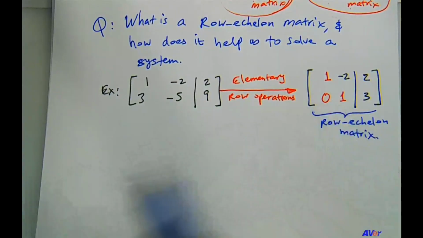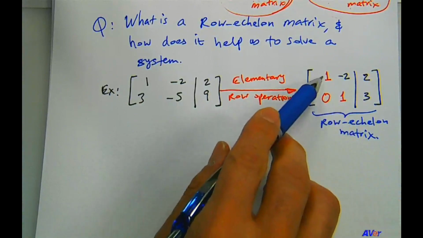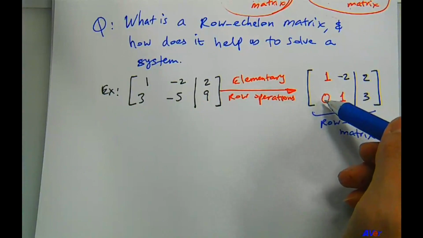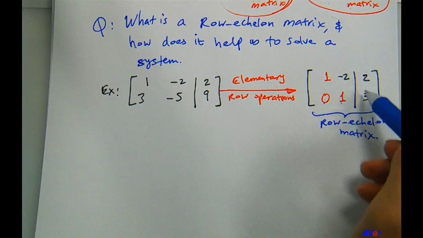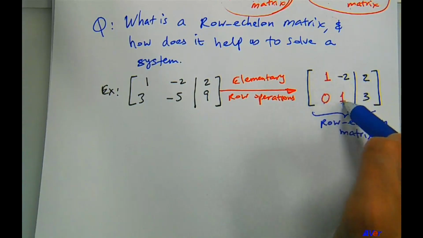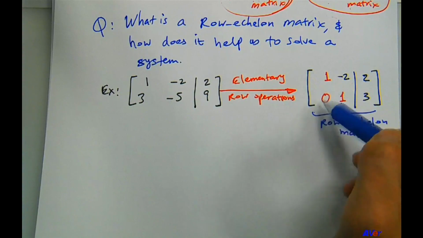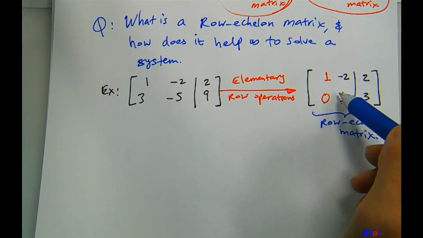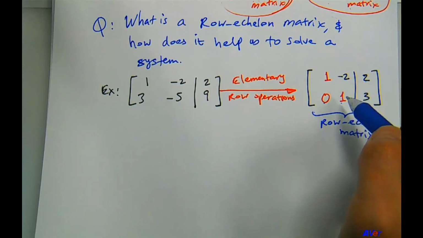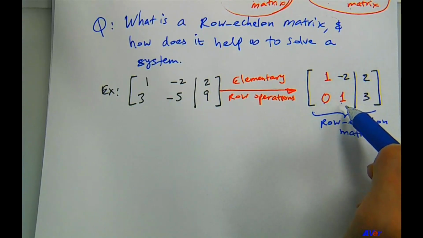Notice how it looks visually. You have the diagonals that are 1. Beneath the diagonal, you have a 0. And above it, there are all kinds of numbers. These numbers can be anything. But the diagonals must be 1, and any number below it should be 0. If you have that, you have a row echelon matrix. And you can stop there and solve the system using this.